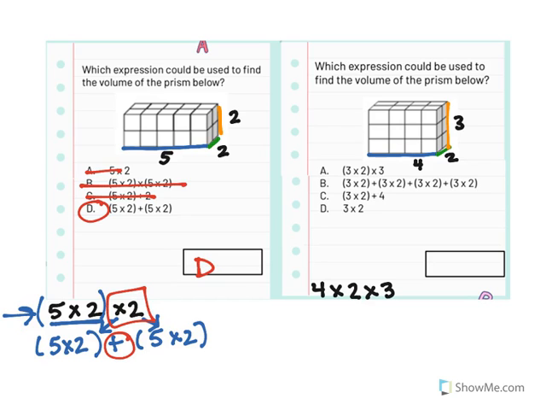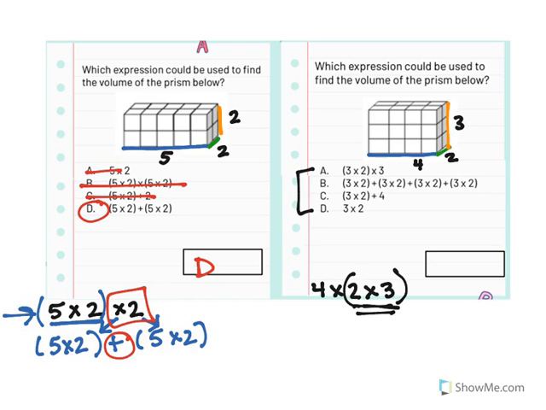Now, I'm going to look at the answer choices and think, what part of my length times width times height expression do I see being used in these answer choices? I can see 3 and 2 being repeatedly multiplied or added. So we're using 3 times 2 in some capacity. So I'm going to focus on 3 times 2 here and what's happening to it.